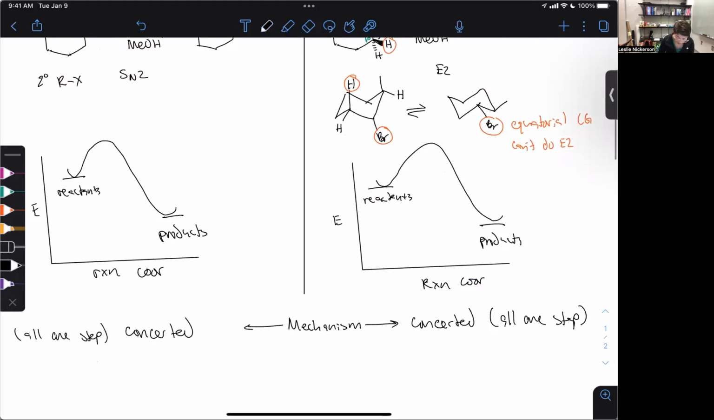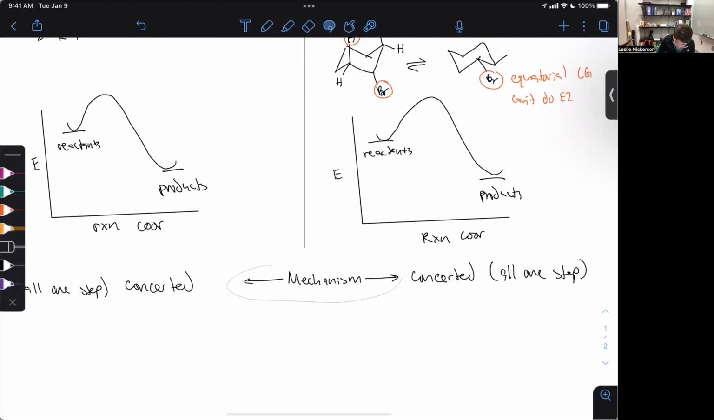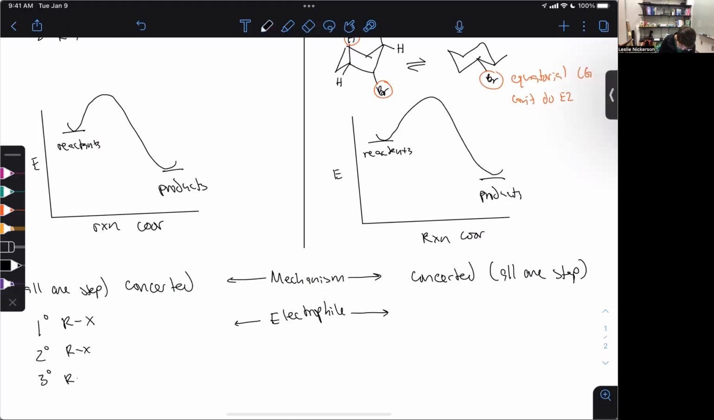So if we think about the electrophile and what happens when we switch the electrophile up here, we're going to be looking at primary, secondary, and tertiary alkyl halides. So I'm just going to label those RX, and then same over on the other side. Okay, so as we talked about in class, the primary is going to work great for SN2.